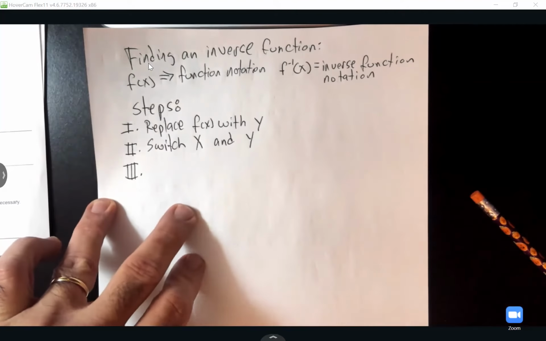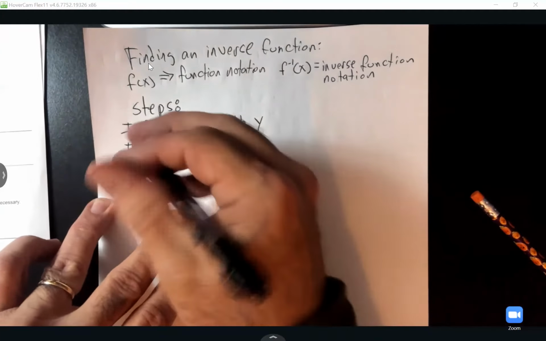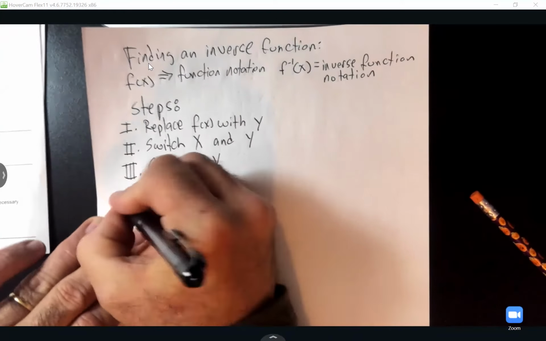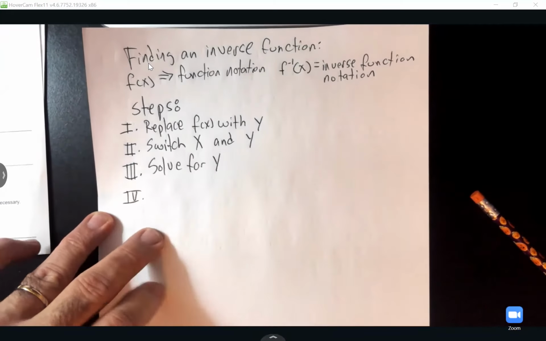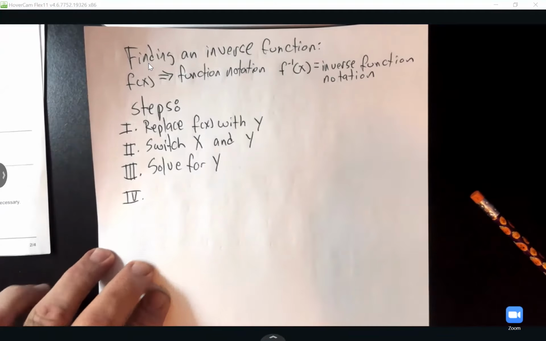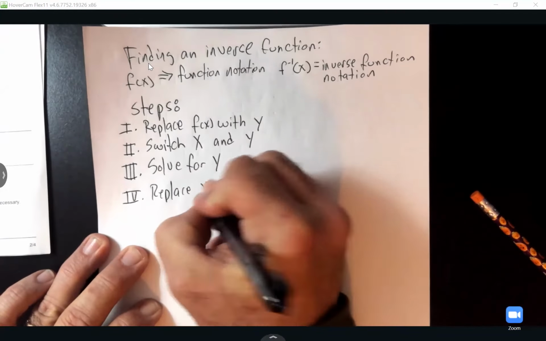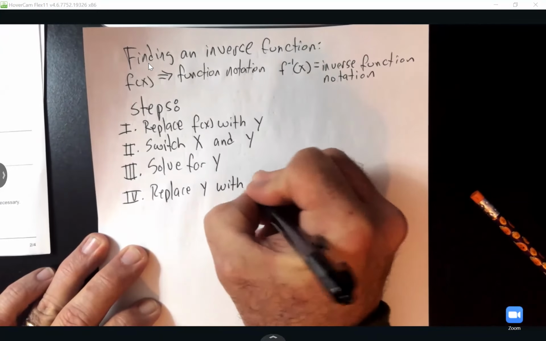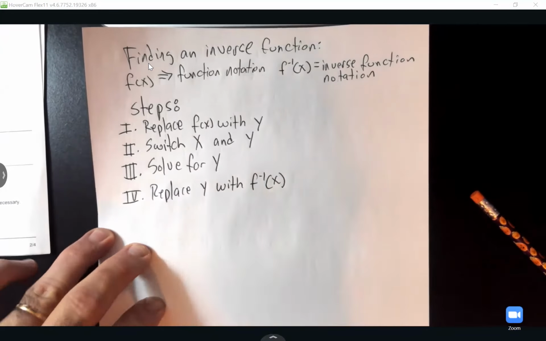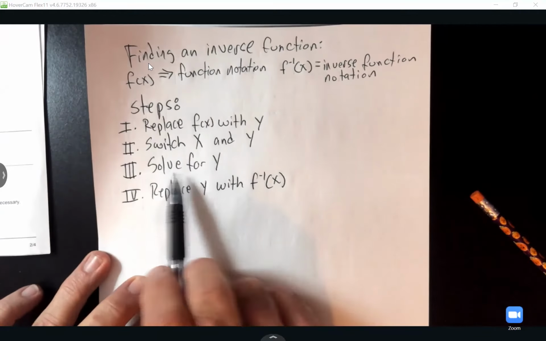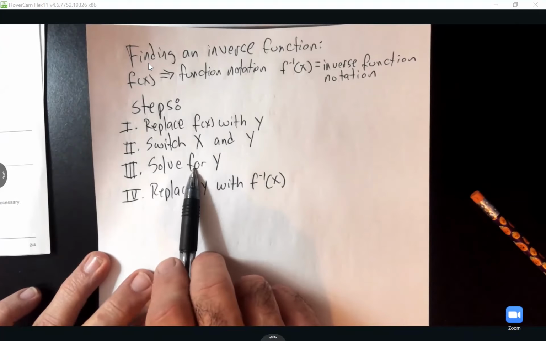Now that we switched that x and y, we now solve for y. Now, once I solve for that y, I'm going to replace the y with my f inverse notation. So that when I'm done, it won't say y equals something, it'll say f inverse of x equals whatever we get, okay? So a few steps. The trickiest part is solving for the y, okay?